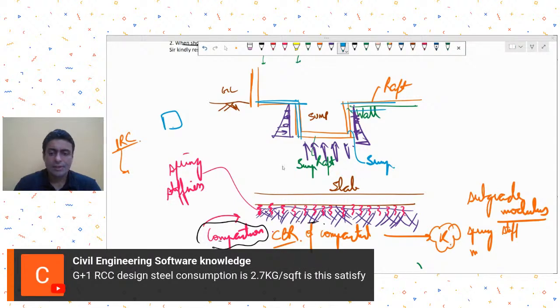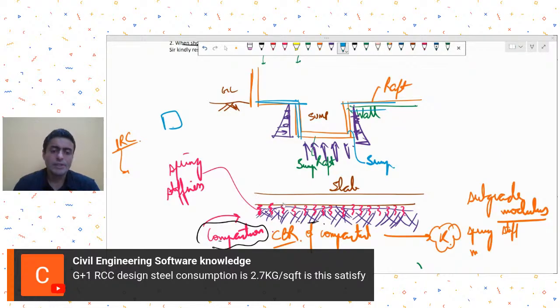Civil engineering software knowledge is asking, for a G plus 1 RCC design, steel consumption is 2.7 kg per square feet. Is this satisfactory? For this, no one can comment just by looking at G plus 1 RCC. You need to know the spans, the loadings, and the column to column spacing. You need to know the plan area, and you need to know the SBC. There are a lot of things you need to know before discussing these types of thumb rules.